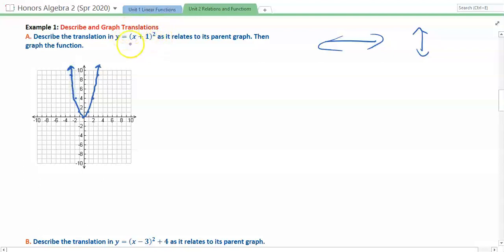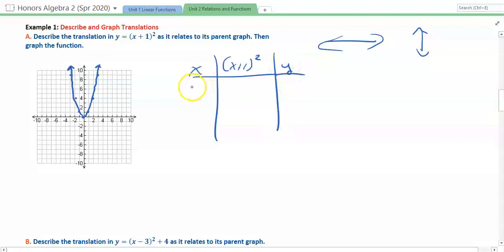But then let's talk about what happens when we plug in x values. So let's do a table. We get x's, we're going to get (x plus 1) squared, and that'll give us our y, and that'll give us new ordered pairs. Let's just do -2, -1, 0, 1, and 2 and see what happens. With -2, we're going to get -2 plus 1, that's -1 squared, we get +1. And when we do -1, that's -1 plus 1, that's 0, 0 squared is 0.